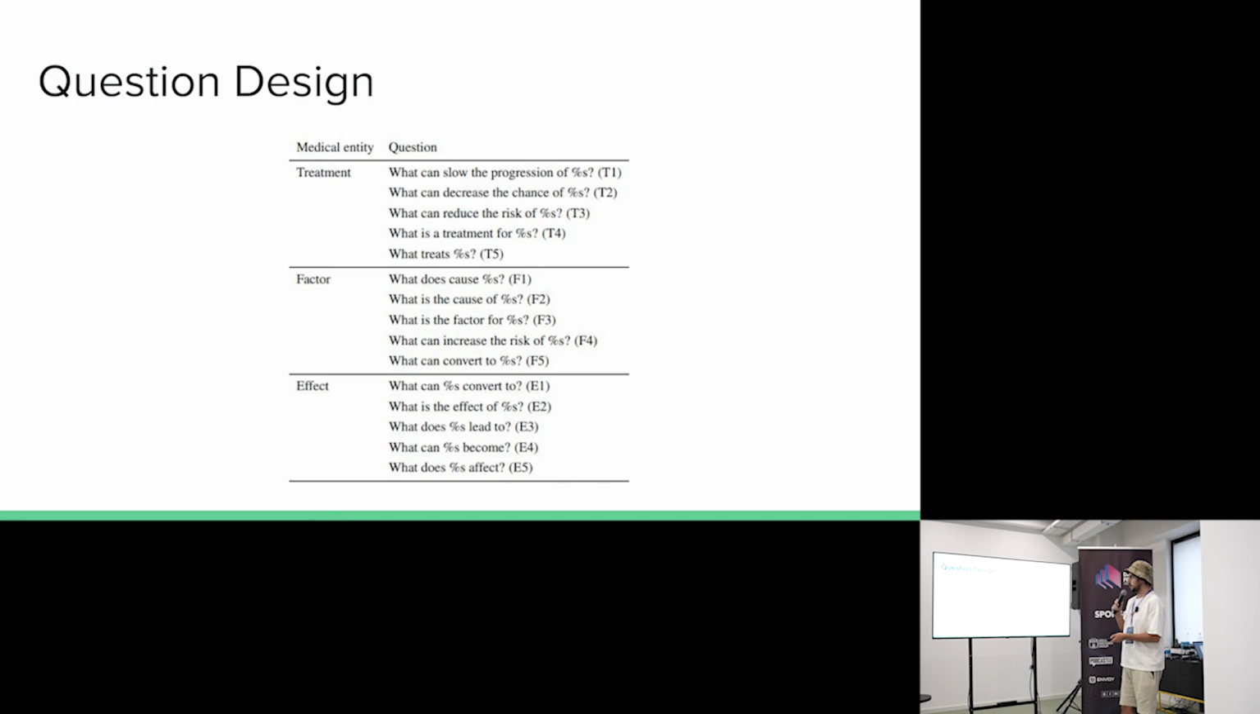So if we are interested in, let's say, cataract disease, we will ask what can slow down the progression of cataract, and so on. And actually these questions are very interesting, as we saw. The design of these questions and their formulation affects some of the models and doesn't affect others.